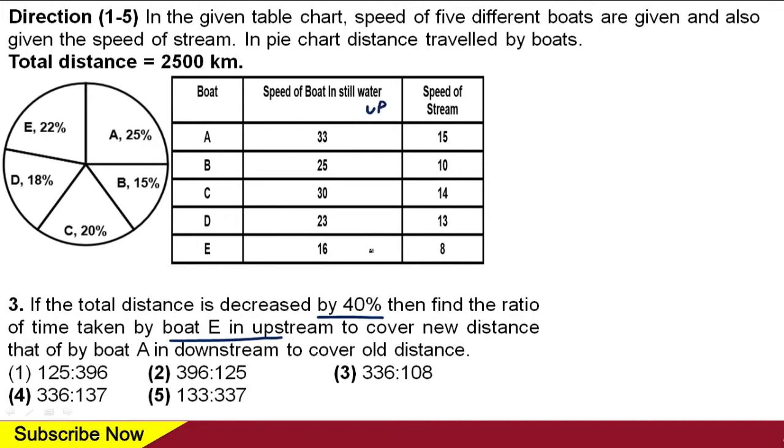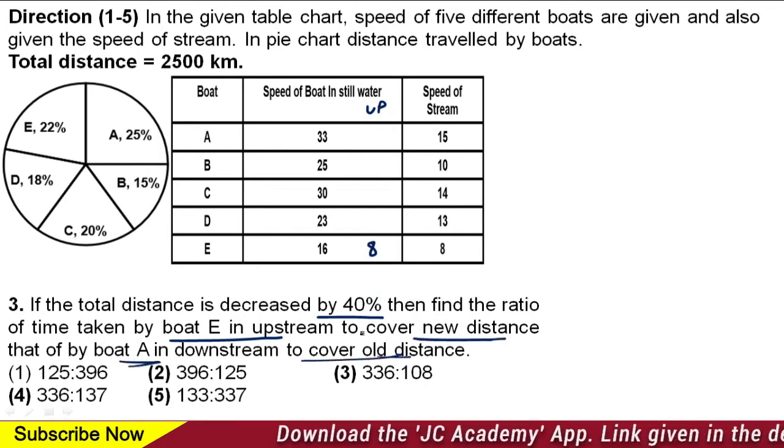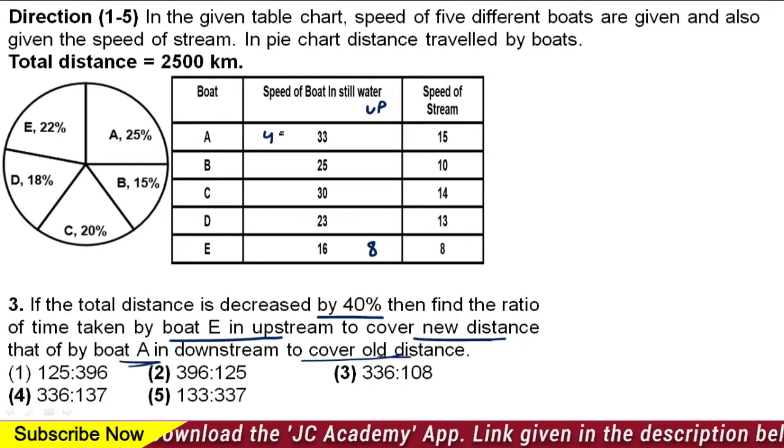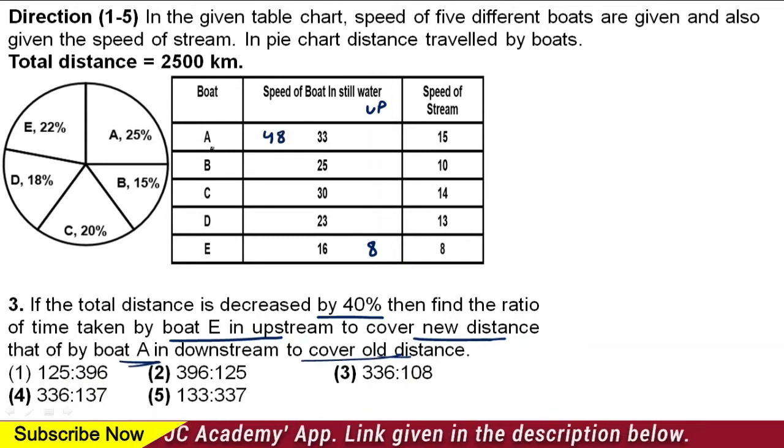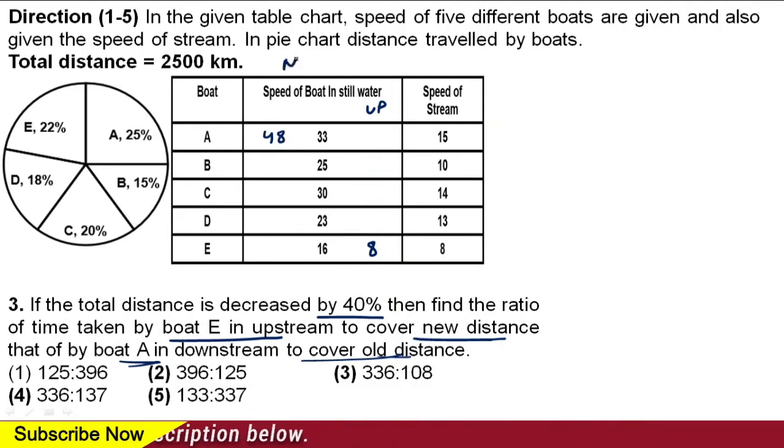Boat E in upstream, the speed would be 8, upstream to cover the new distance, to that of boat A in downstream to cover the old distance. So this is the old distance for A and the new distance for E. Now again, the new distance. Now, please try and understand. I'm going to first prove a point and then we're going to see.